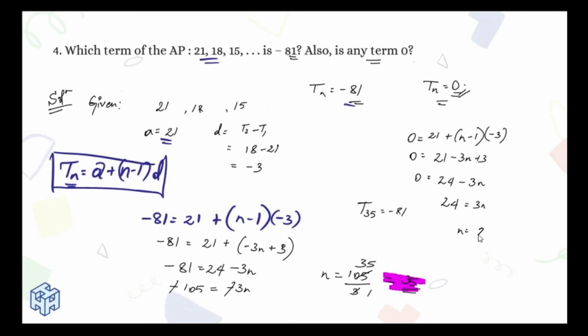n is equal to 24 by 3. So 3 1s are 3, 3 8s are 24, therefore n is equal to 8. So we got the second answer also. Therefore we get the sum as minus 81 for 35, the value would be minus 81, and we get 0 for the term T8.